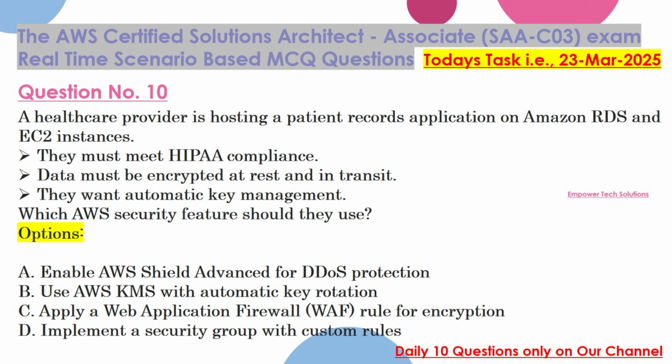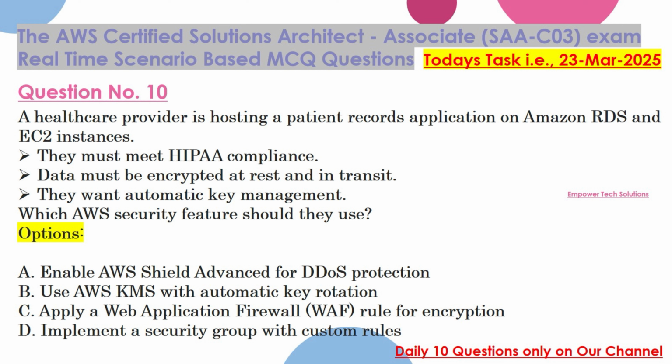Question 10. A healthcare provider is hosting a patient records application on Amazon RDS and EC2 instances. They must meet HIPAA compliance. Data must be encrypted at rest and in transit. They want automatic key management. Which AWS security feature should they use?